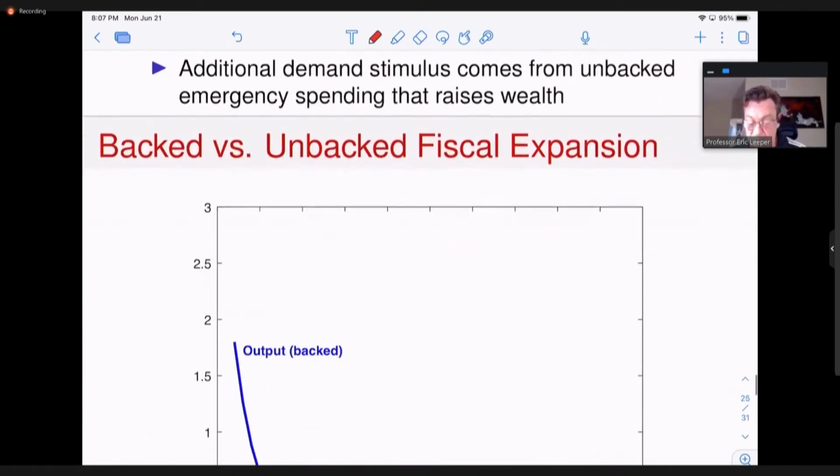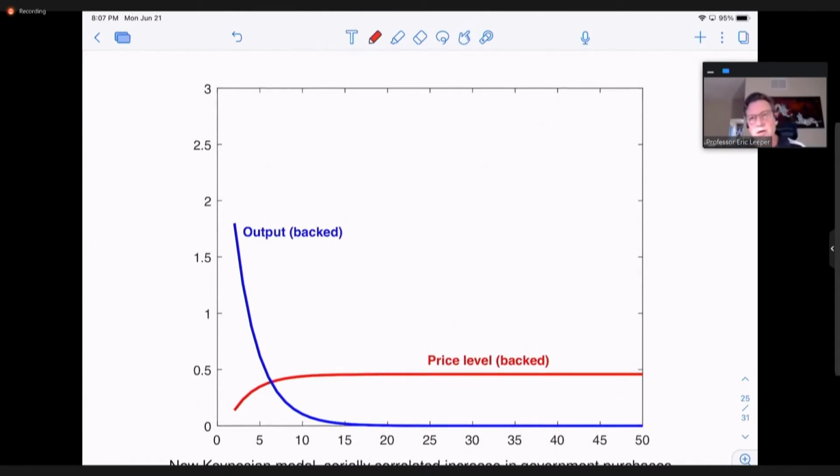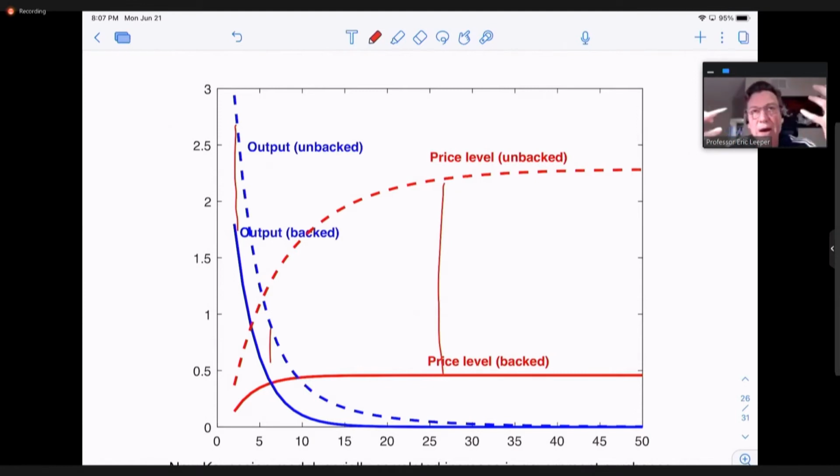And here, if you just take, again, a standard new Keynesian model, feed in a serially correlated government spending purchase shock, if it's fully backed by taxes, so there are no wealth effects from it, then this is the response of output, and this is the response of the price level. If you feed exactly the same shock in and it's not backed, you can see that you get a lot more kick. And so this difference between these lines is the wealth effect. It's what you get from having this part of spending unbacked by future taxes.